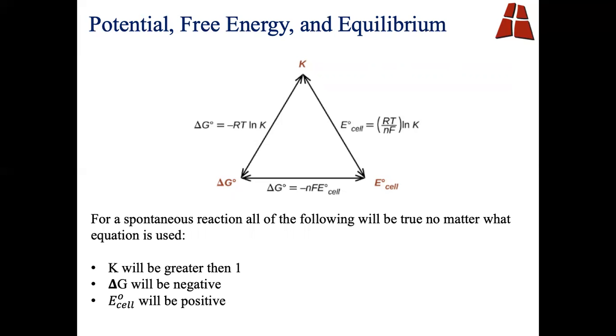And so just as we've discussed in our previous units, and as well as chapter 16, any K value that is greater than 1 will produce more products than reactants, meaning that that reaction would be spontaneous towards the products. Any delta G value that is spontaneous will be negative. And then what we're adding in today is that any electrochemical cell potential will be positive if the reaction is spontaneous.